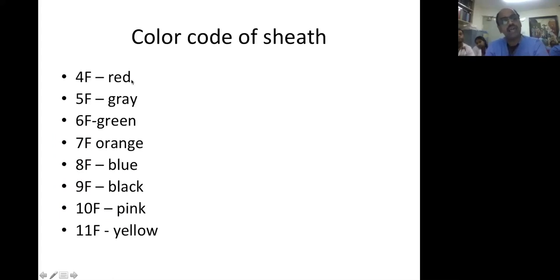4 French means red color. 5 French means gray color. 6 means green. 7 means orange. 8 means blue. 9 means black. 10 means pink. And 11 means yellow. Try to remember all these things, because in the cath lab you suddenly will ask, I want a 7 French sheath for doing a balloon aortic valvotomy. And if the person gives a green colored hubbed sheath and says that this is 7 French, then you will at least know that he's wrong. It is not the correct color coding. So it's important for you to remember this color code.